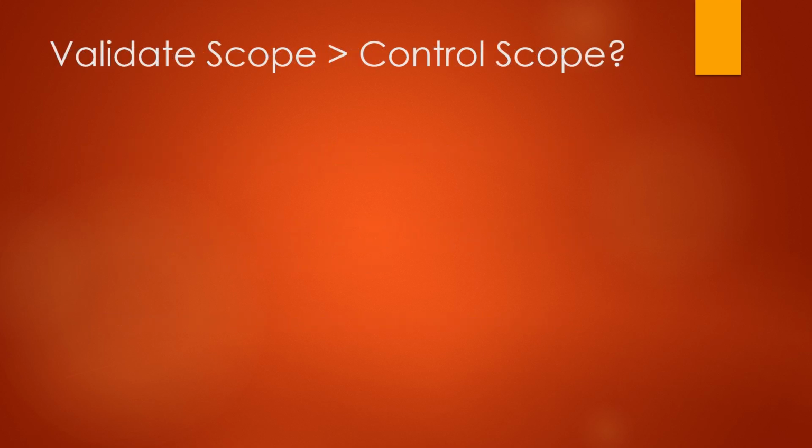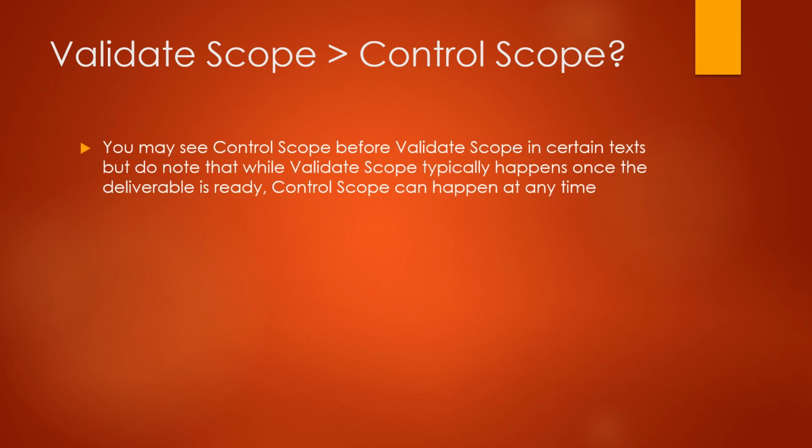Finally, in some texts, you will see that validate scope is covered, but then you'll see control scope being covered before validate scope, right? We have already covered validate scope, but in certain texts, you'll see that control scope will come after validate scope, but you should not imply that control scope is something which you do after validating scope, right? Validate scope will typically happen once your deliverable is ready, right? Once a deliverable is ready, you will go to the key stakeholders, the client, and seek their formal sign off.